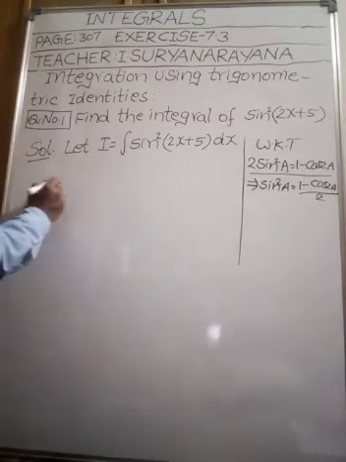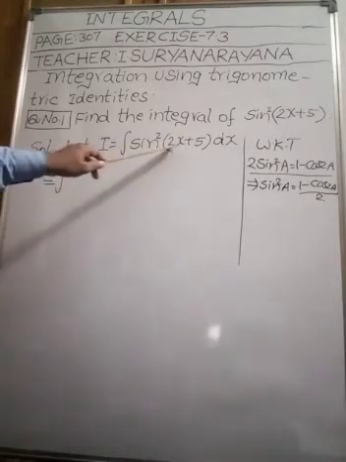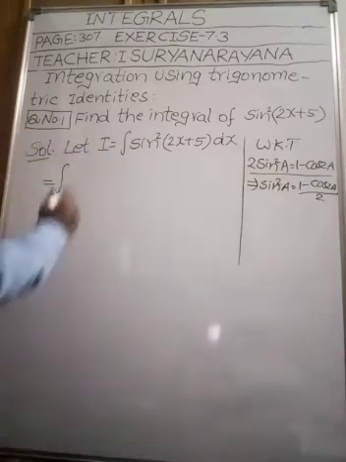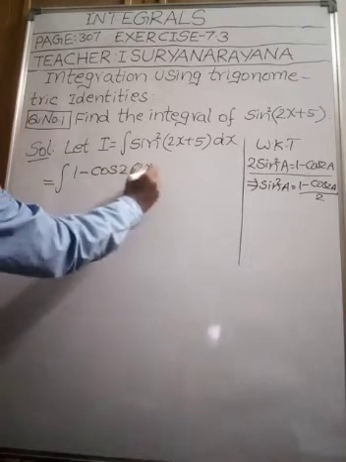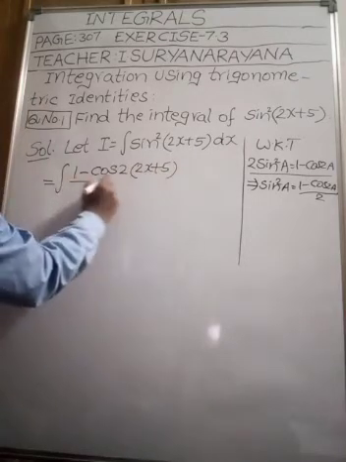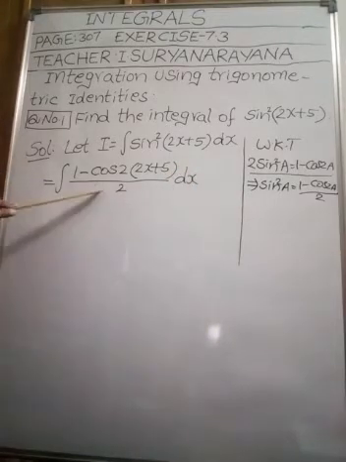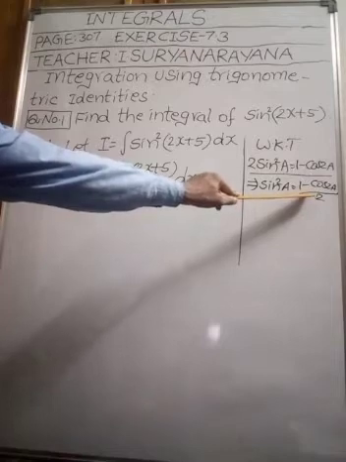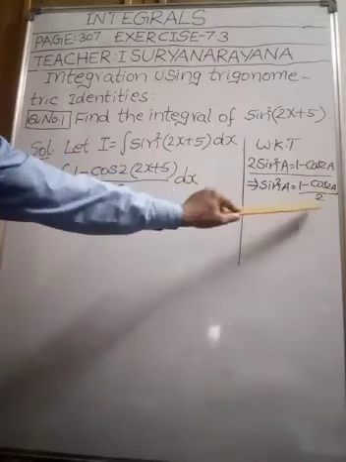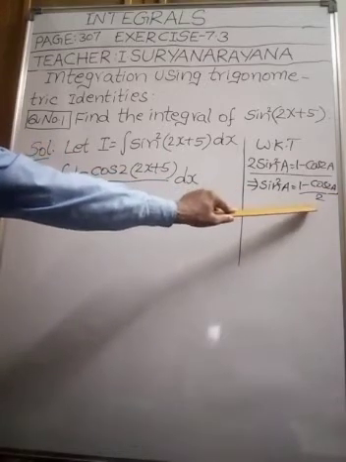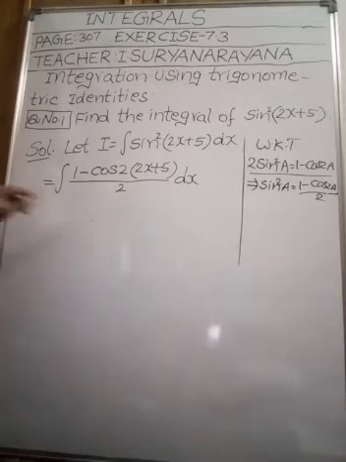This is equal to the integral, where a means 2x plus 5, so 1 minus cos 2 of 2x plus 5 whole divided by 2 dx. By using the trigonometric identity sin square a is equal to 1 minus cos 2a whole divided by 2, I wrote this step. Understood?